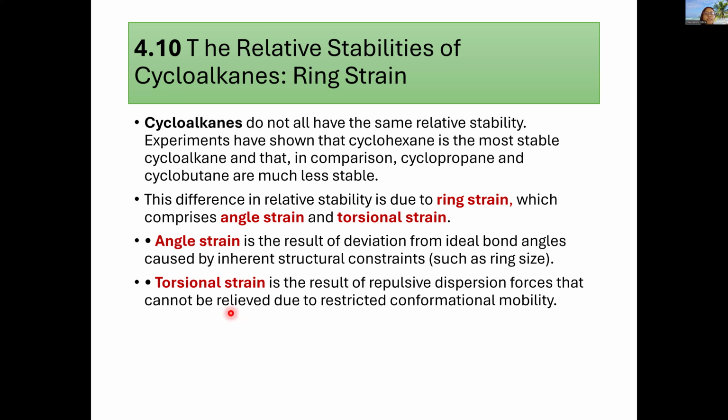The other type of strain is the torsional strain. It's the result of the repulsive dispersion forces that cannot be relieved due to restricted conformational mobility. Example, if you have your feet and your legs in front, your feet are in front, right? And if you force your legs to rotate backward, can you rotate? Now, it's restricted, right? There is restriction. That kind of strain is what we call torsional strain due to restricted conformational ability.